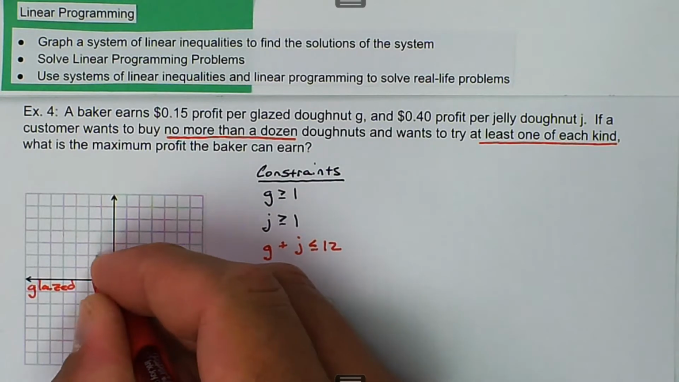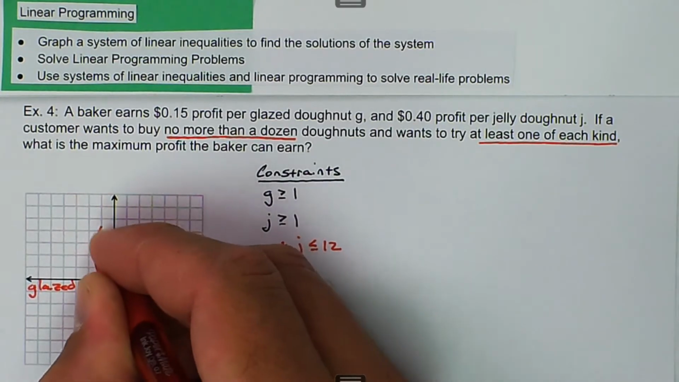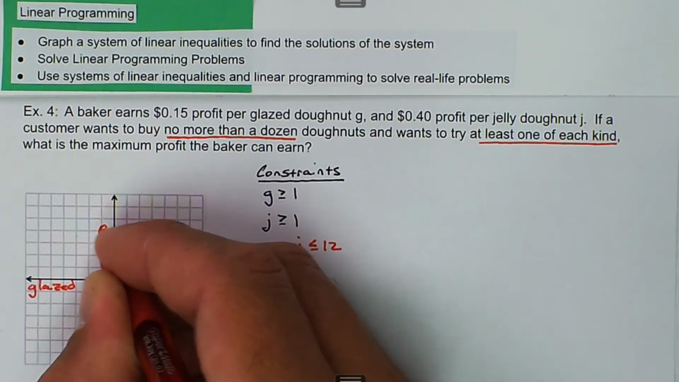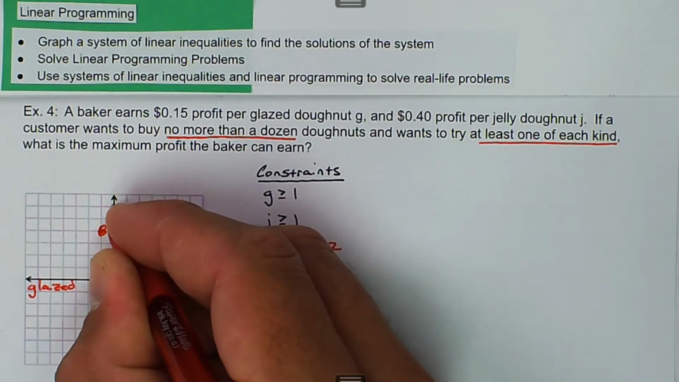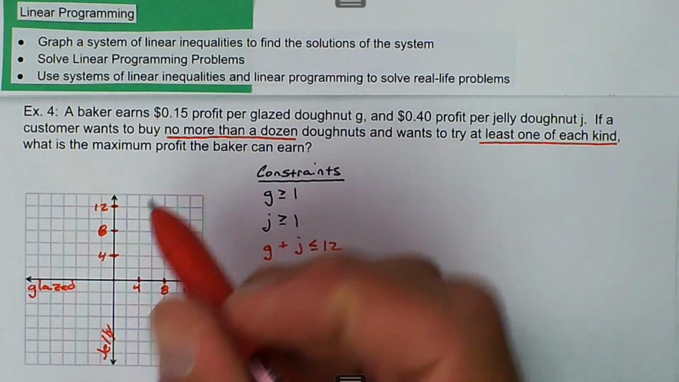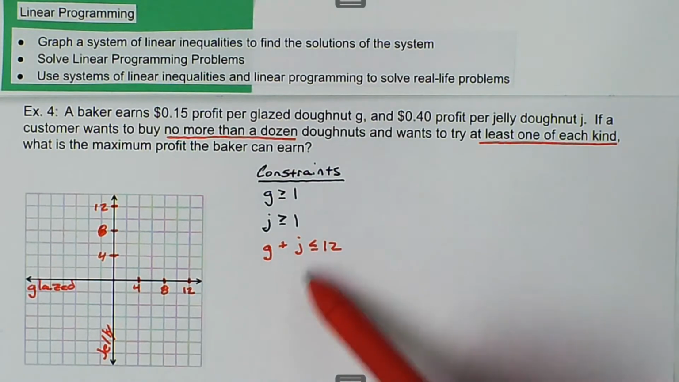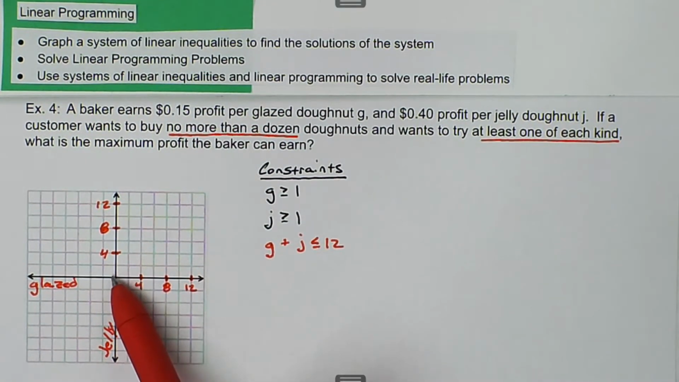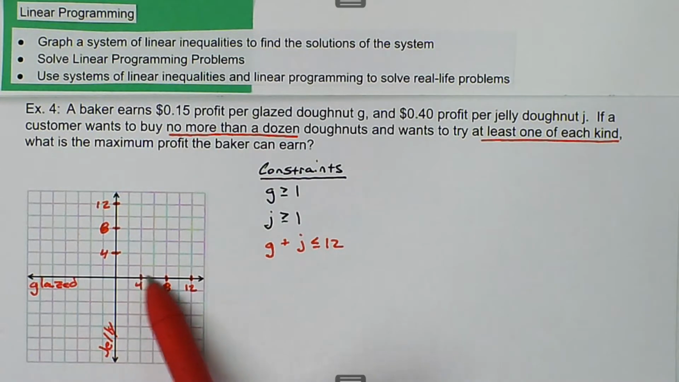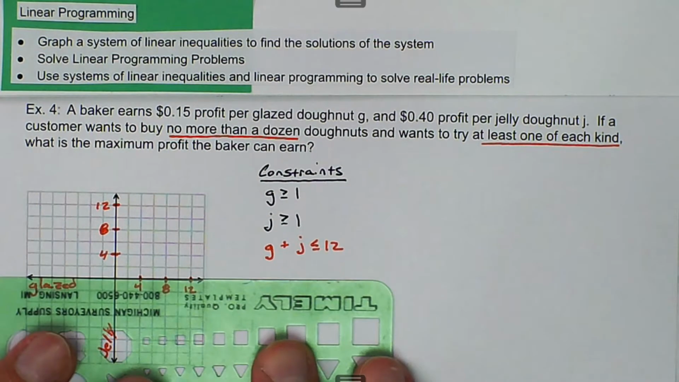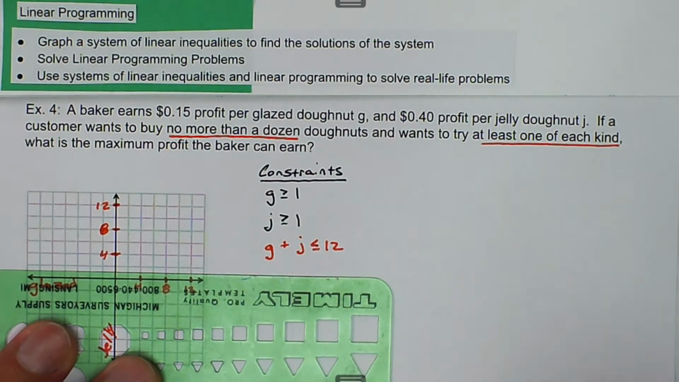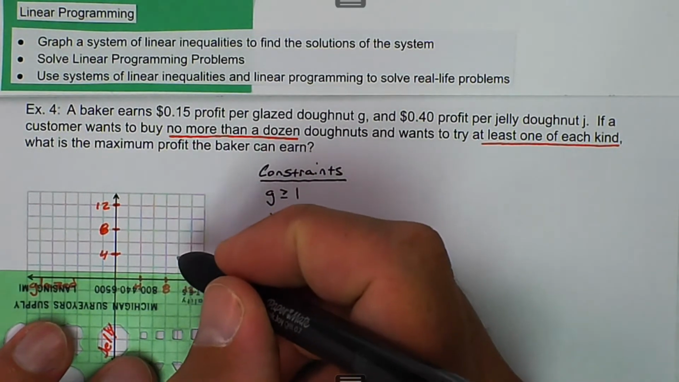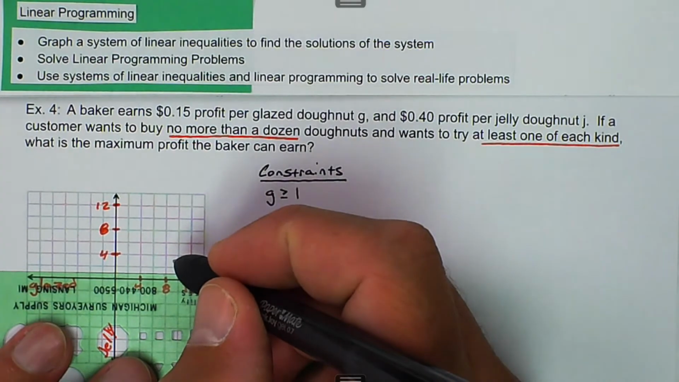And same thing going up. That's 8, and that's 12. We don't have to graph the negative in this case because glazed has to be greater than or equal to 1, and jelly has to be greater than or equal to 1. So we're not worried about the negative values there. So in this case, 1 will be right here, halfway between 0 and 2.